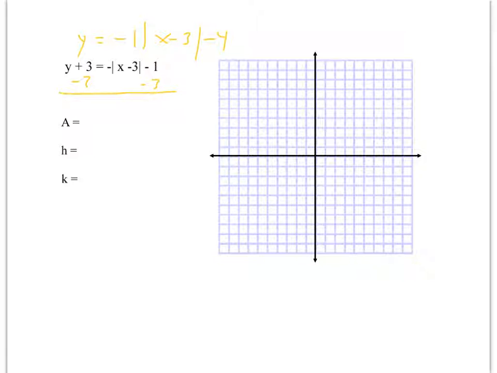Okay, you should have found that our a is negative 1, our h is positive 3, and our k is negative 4. So we have a vertex at 3, negative 4, right here. And I have a slope of negative 1, going down with a slope of 1 or negative 1 on each side.